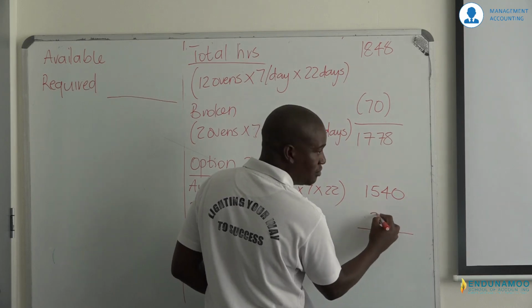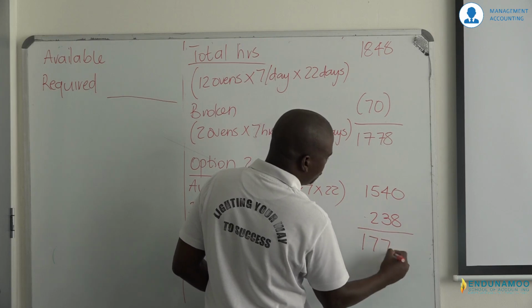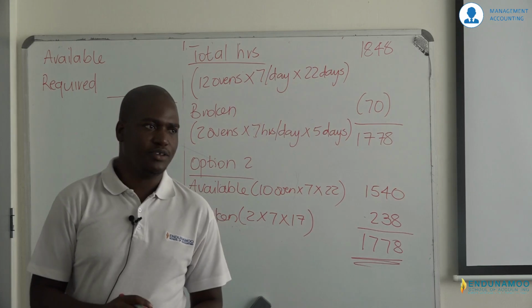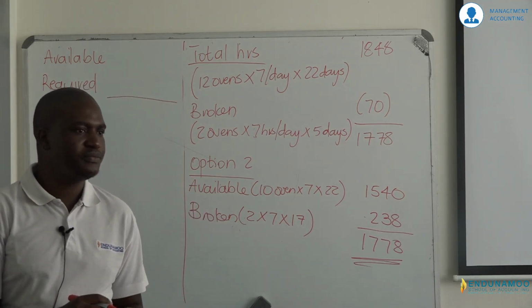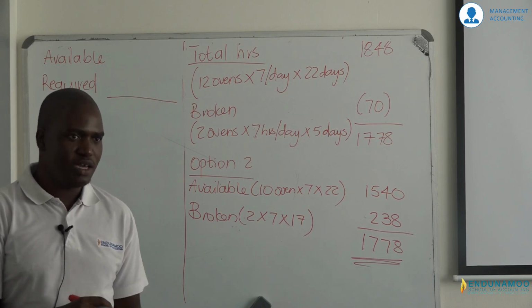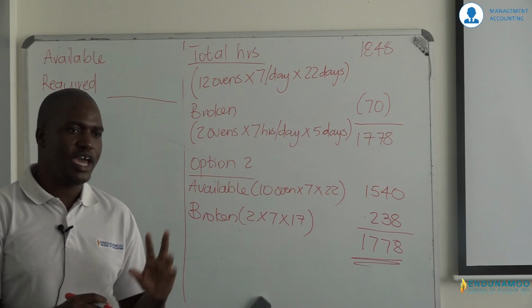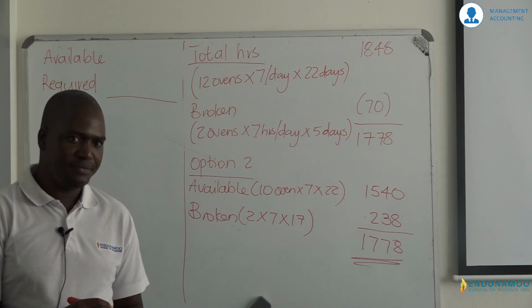So 2 times 7 times 17? 238. So when you add these 2, it should come to the same number altogether. Which one did you go with? But remember that here it's a matter of logic. Whatever way will get you there, you will not be penalized at all. So any of those 2 techniques, as you can clearly see, lead you to the same answer altogether.